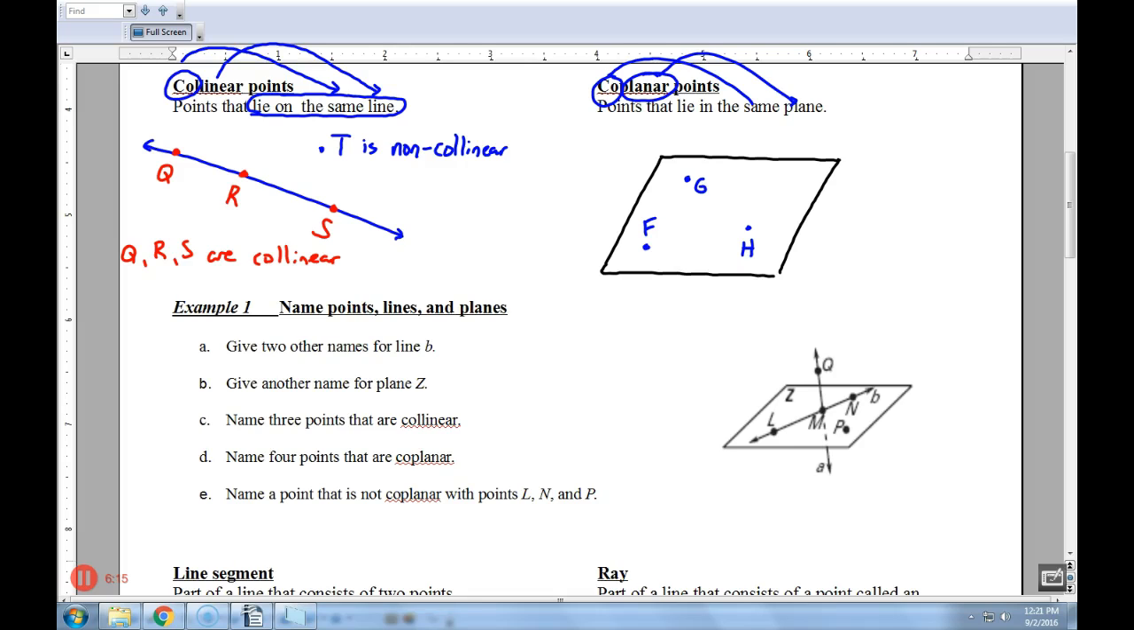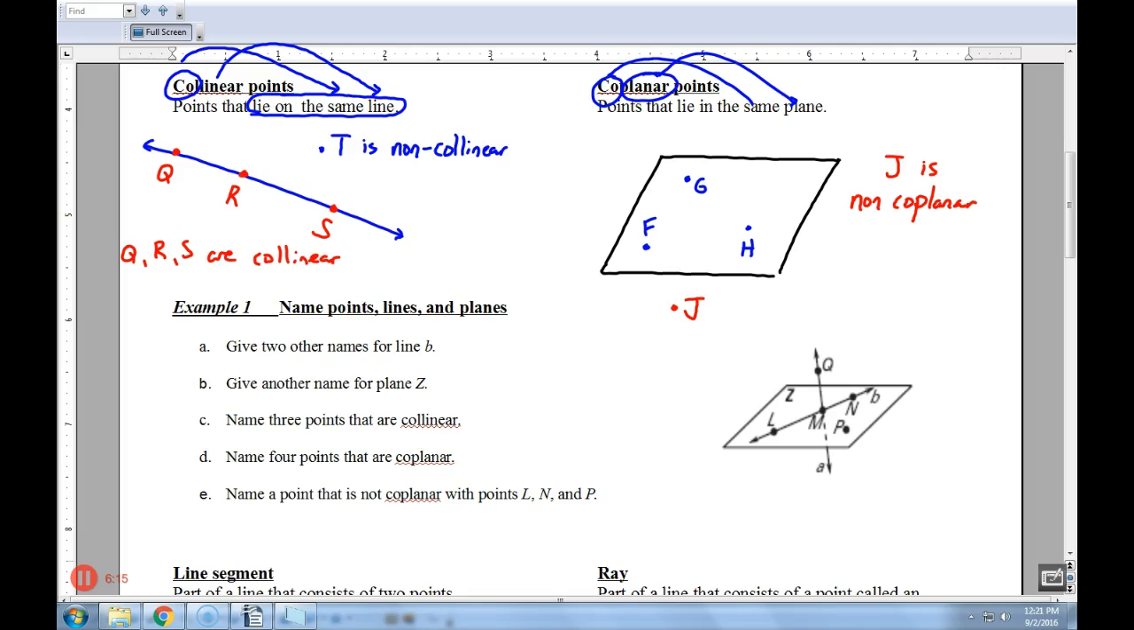And then there might be some other point chilling somewhere. Maybe I'll just throw it J. And J is below the plane, or maybe it's above the plane. But when it's outside of the parallelogram there, it shows that it's not living in the same plane. And we would say that it's non-coplanar. So J is non-coplanar.